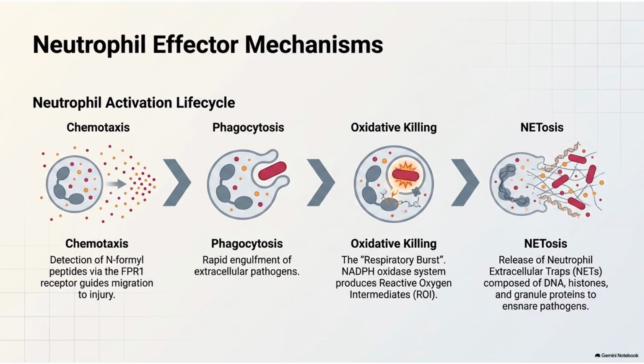But now let's change the scale of the problem. What happens when the target is far too large for a white blood cell to simply swallow? You can't exactly ask a neutrophil to phagocytize a parasitic worm. For that kind of challenge, we're going to need a different strategy, a different granulocyte.